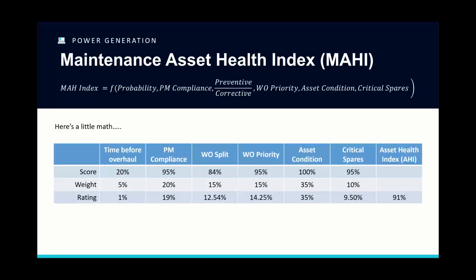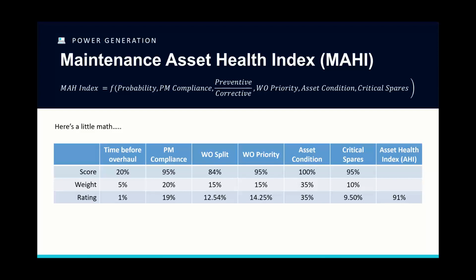Here's a little math. Let's say I'm looking at the first row here, the time before overhaul. I have a score of 20%. Now, how do we bring all of these together? Well, we introduced a weight factor. That is just a distribution, and that's a configuration that we can do at a company level, at a plant level, at a unit level. You decide. It's not imposed.